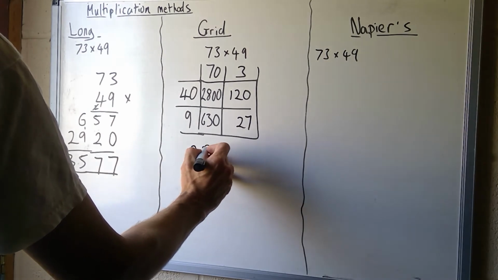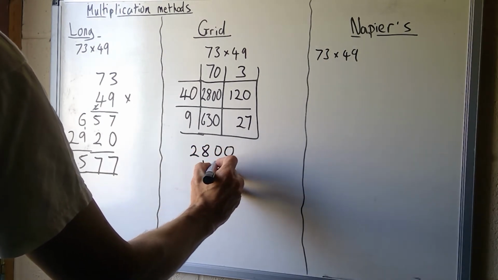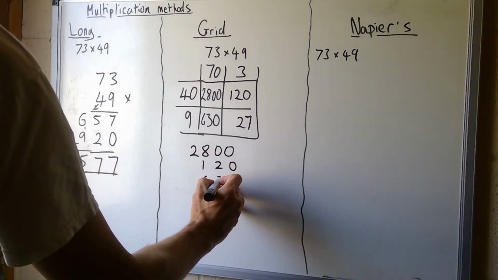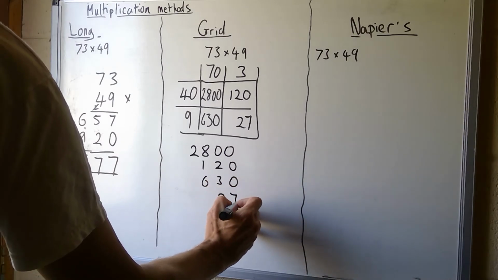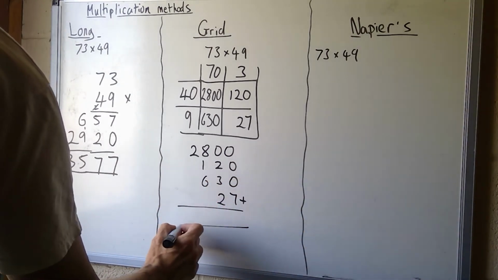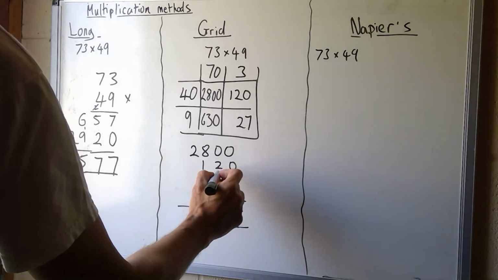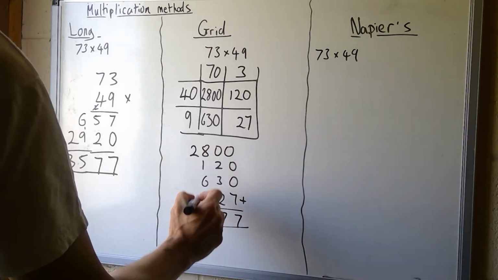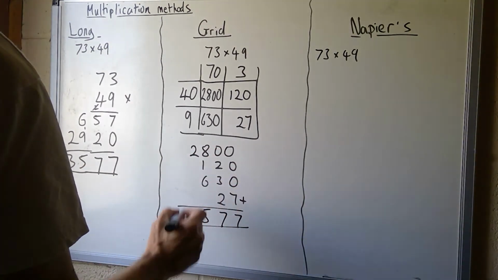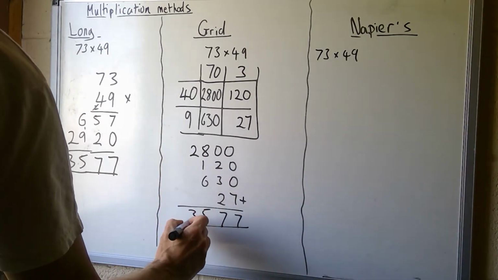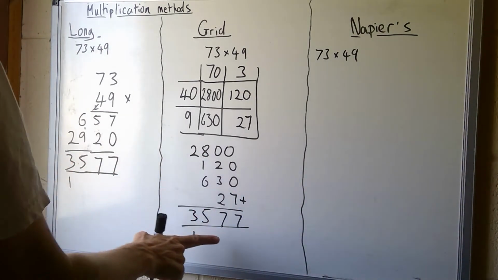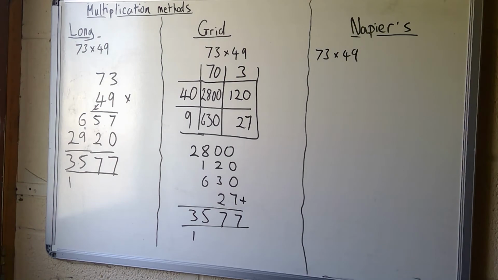It's always a good idea to rewrite them to make sure we get the place value spot on. So I'm going to set up an addition sum, a column addition. 7, 7, 15 and 3, and I've got the same answer as I had previously, 3,577.